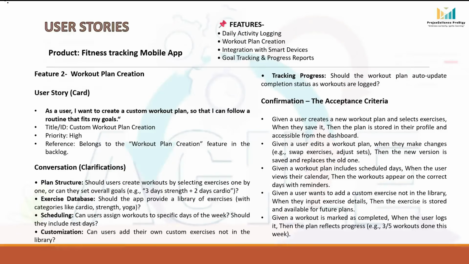Conversations or clarifications. To make this story crystal clear, the product owner and the development team will have conversations around it. These discussions will help uncover details and remove any kind of doubts. They will discuss plan structure. Will users build their workout by adding exercises one by one, or should they be able to set broad targets like 3 days of strength plus 2 days of cardio?